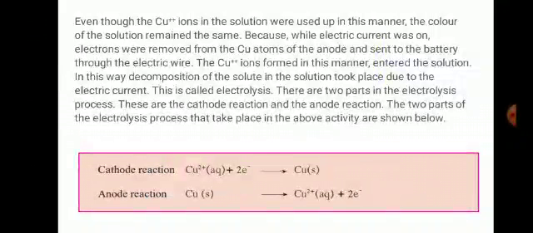Children, have you heard about the process electroplating? Electroplating is the application of metal coating to a metallic or other conducting surface. In the electrolysis cell, the negative electrode, that is cathode, is the substance to be plated. Here we have used carbon rod as a cathode, and on carbon rod deposition of copper atom is taking place, right? So cathode is used as a substance to be plated.